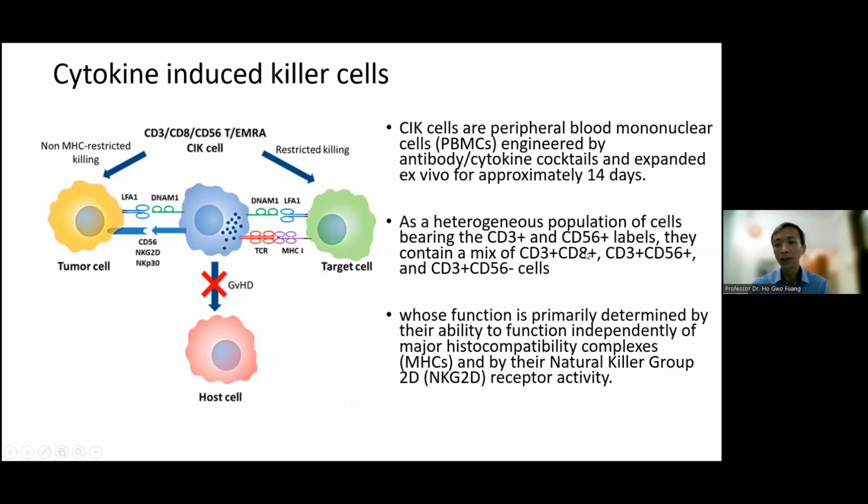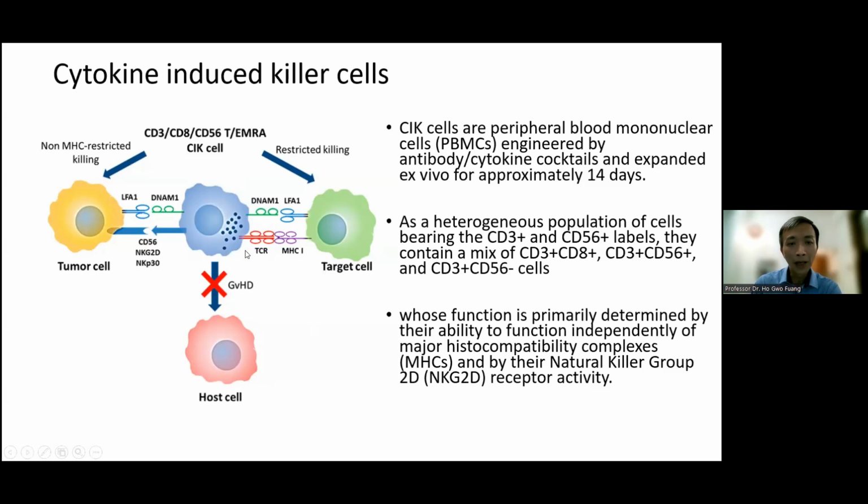So they have a mixture of CD3 CD8, and CD3 CD56 if you want NK-like cells, and it could be CD3 CD56 negative. The function of the cytokine-induced killer cell is determined by the ability to function independently of the MHC complex, because it has natural killer group activity. The MHC complex restricts the target for the immune cell, for T cells, for example. So the cytokine-induced killer cells, by having a more indiscriminate receptor, the natural killer G2D receptor, are not restricted by the MHC.